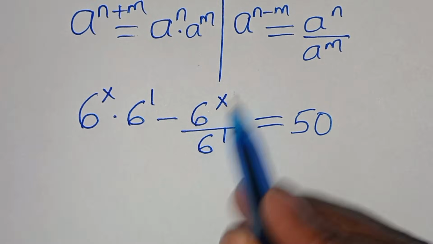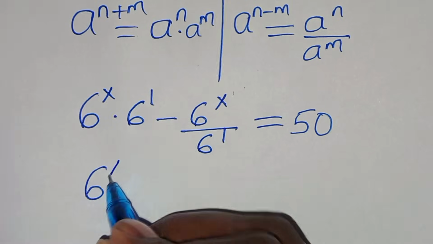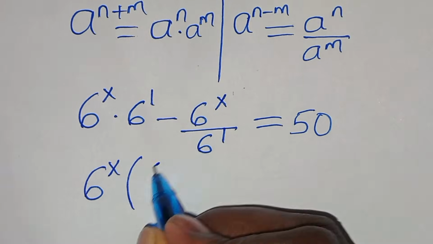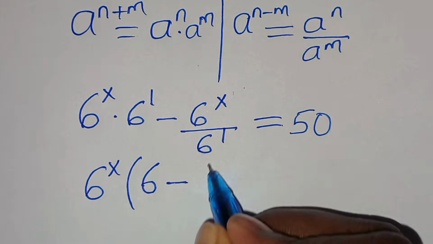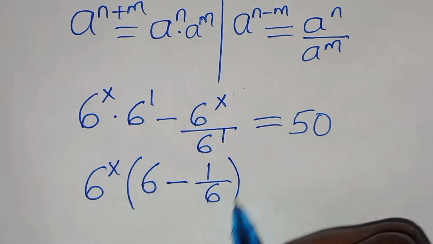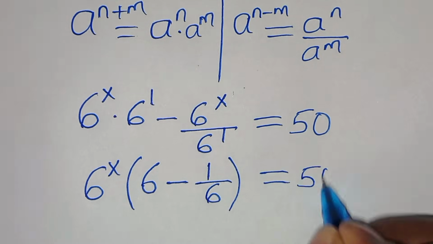6 to the power of x is common here, so we can factor out 6 to the power of x. Into the parentheses, we have 6 minus 1 over 6. Close the parentheses, this is equal to 50.